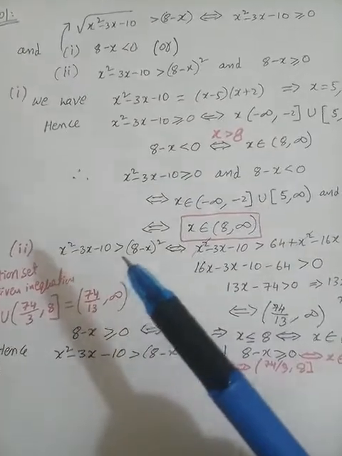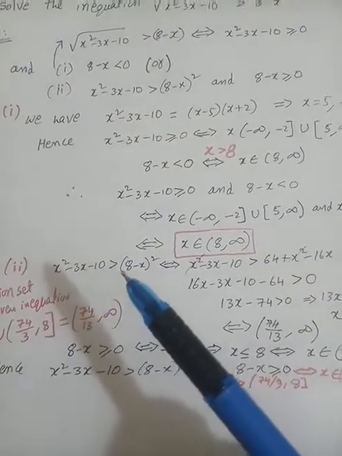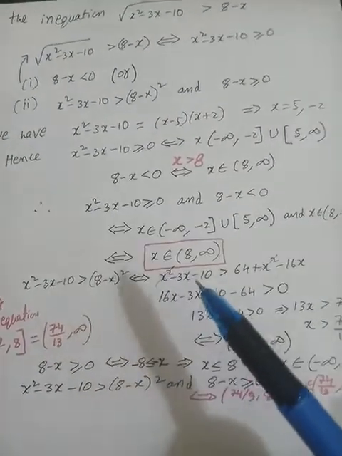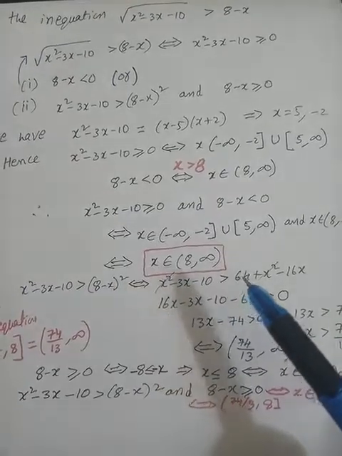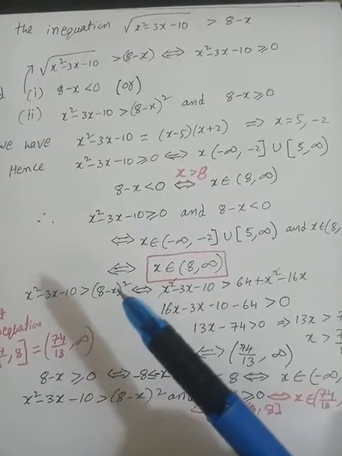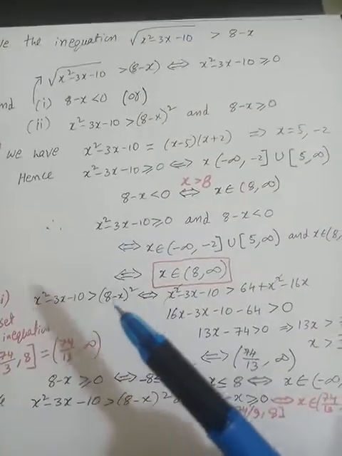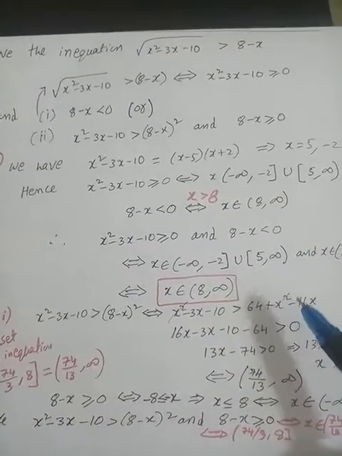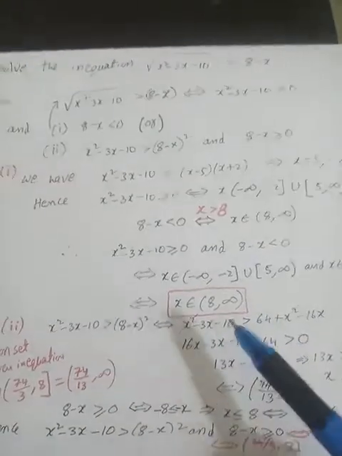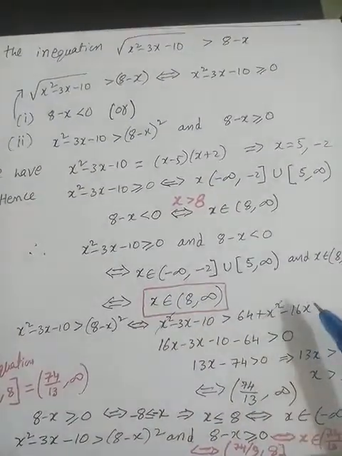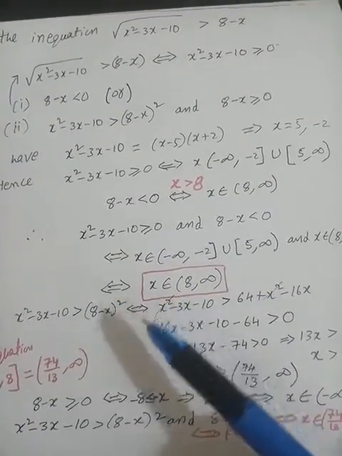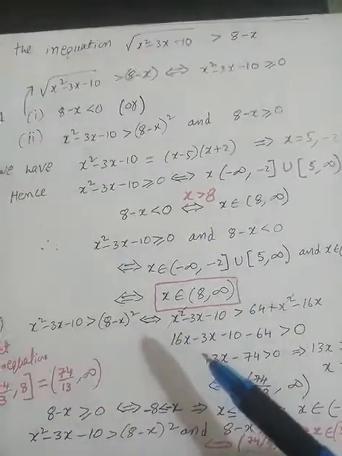Now we are going to do the second case, that is x square minus 3x minus 10 greater than (8 minus x) whole square. This implies x square minus 3x minus 10 greater than, if you square this, (8 minus x) whole square. This is nothing but the (a minus b) whole square formula you can use. So a square minus 2ab plus b square. A square you can take as 8 square, 64, and minus 2 into 8 into x, that is minus 16x, plus x square. Now left hand x square and right hand x square we can cancel.